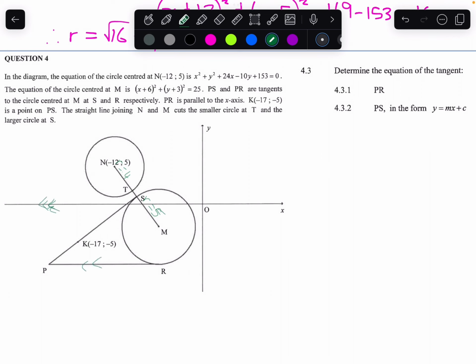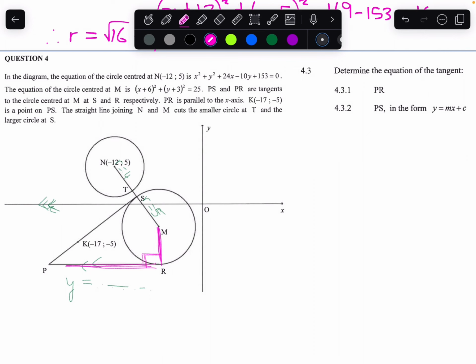Okay, right. So the next question asks us to determine the equation of the tangent PR. Okay, so this is cool. Because PR is parallel to the x-axis, we know that it's a perfectly horizontal line. So its equation is going to be something like y is equal to some number, right? So in order to find that number, I'm feeling like we can use the fact that M and R, so if we connect MR, that is obviously a radius, and this is a tangent, and so we know that this is 90 degrees.